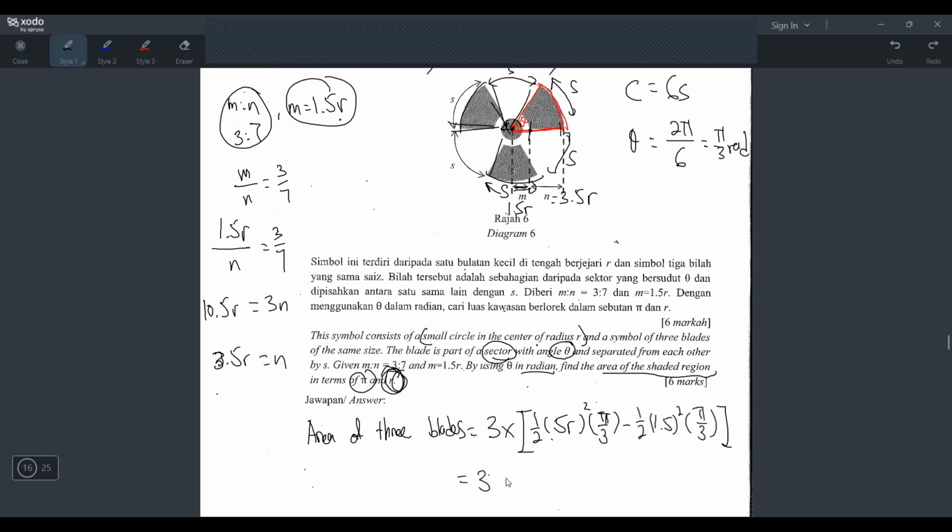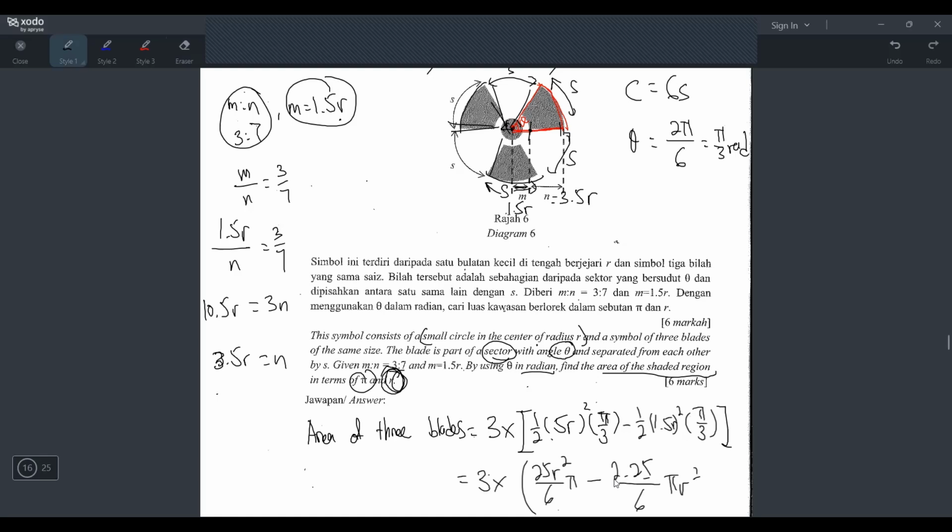So now you'll get 3 times this one. 1.5r squared is 2.25r squared, but you have to divide 2 and divide 3, which is divide 6. And then there is a pi here, right? And then minus 1.5 squared, press calculator. My calculator gives me 2.25. So it will be 2.25, but divide 2 divide 3 means divide 6 and then pi r squared, right? Actually, I should write this. Wait, I forgot the r here.